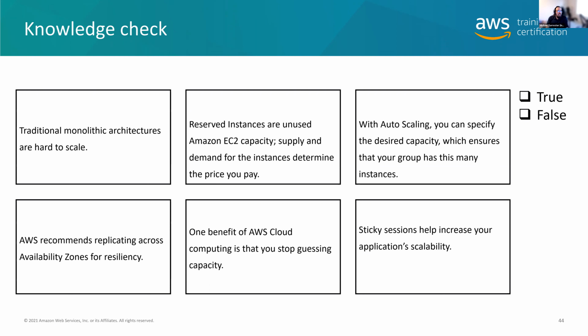So I take a little bit of issue with that. It should say traditional monolithic architectures are not efficient at scaling. They're not harder to scale. They're less efficient. All right, second one.